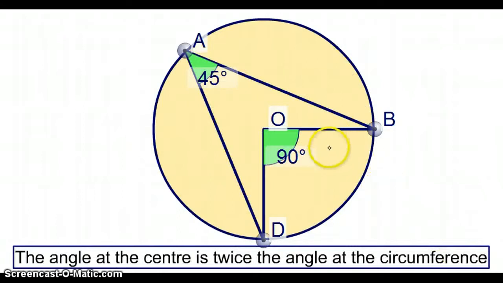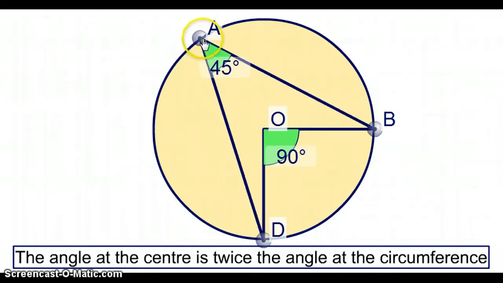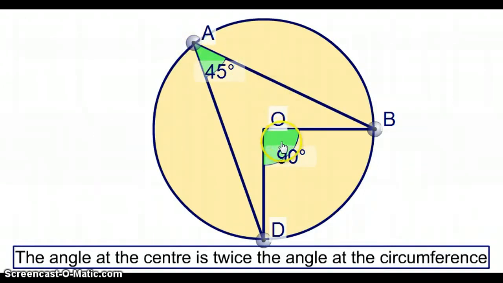Next one we're going to look at here. Okay, sometimes they call this the arrow, but the angle at the centre is twice the angle at the circumference. Now what we've got here, if we have point D and point B, and we join those 2 points to the centre, and also a point on the circumference, that's what creates this circle theorem. So you've got 45 degrees at the circumference and 90 at the centre.